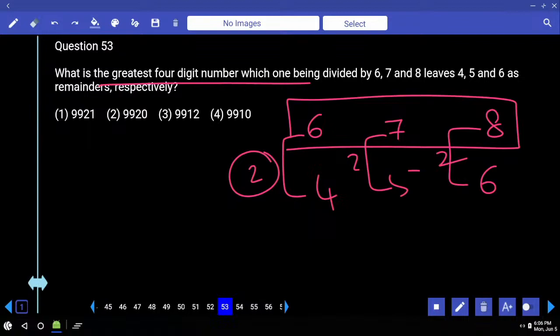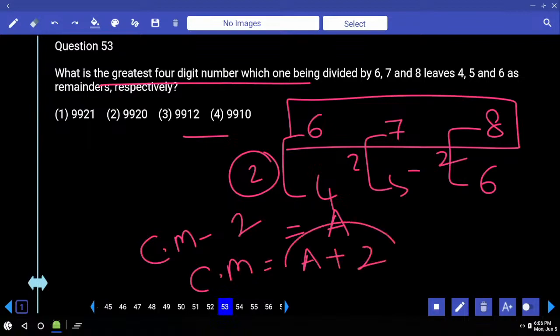So here, if 2 is subtracted from the common multiple, we will get the answer. That means the common multiple is 2 more than the original answer, isn't it? From the common multiple, we have to subtract 2, then we will get the answer. So for getting the common multiple, we have to add 2 to the answer.